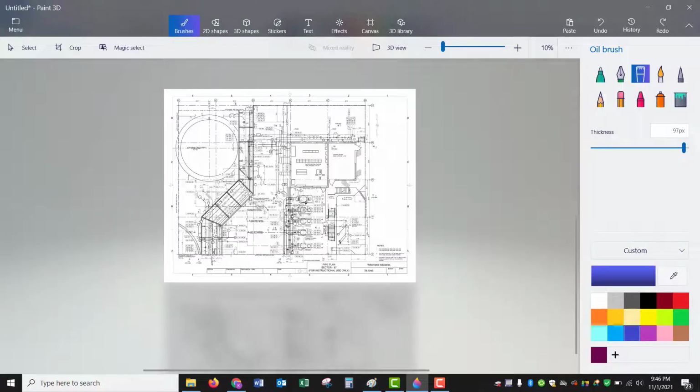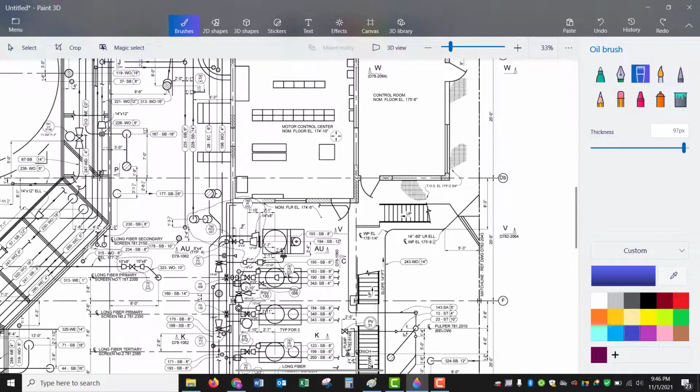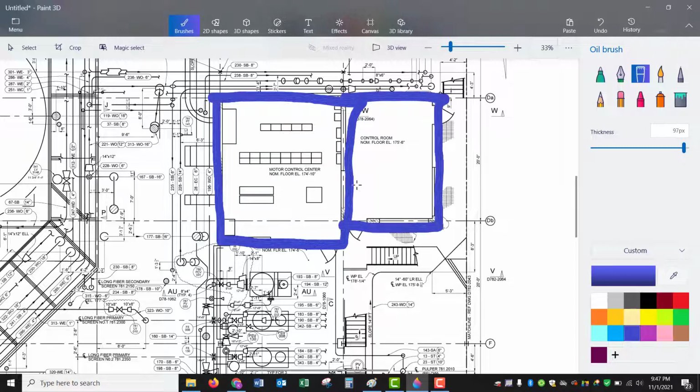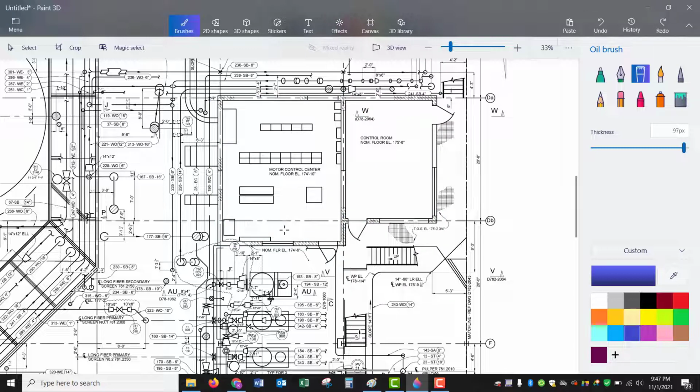Okay, when I zoom out, one of the things that I also want to point out, again, structure-wise, is that we have two rooms in here. This one and this one. This one is the motor control center, and you have an elevation here for it. And then you have the control room here, and that has a different elevation. So they are a little bit different. This one is higher than the other one.